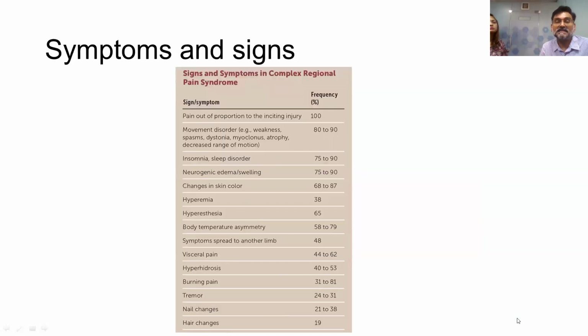The symptoms and signs, there's a plethora of symptoms and signs in CRPS, basically because it's a very vague condition, but it's quite distressing to the patient. 100% of patients have pain which is out of proportion to the inciting injury.